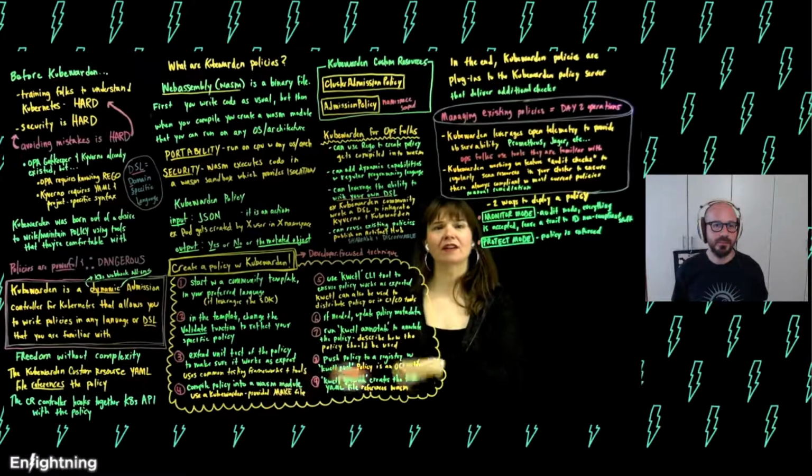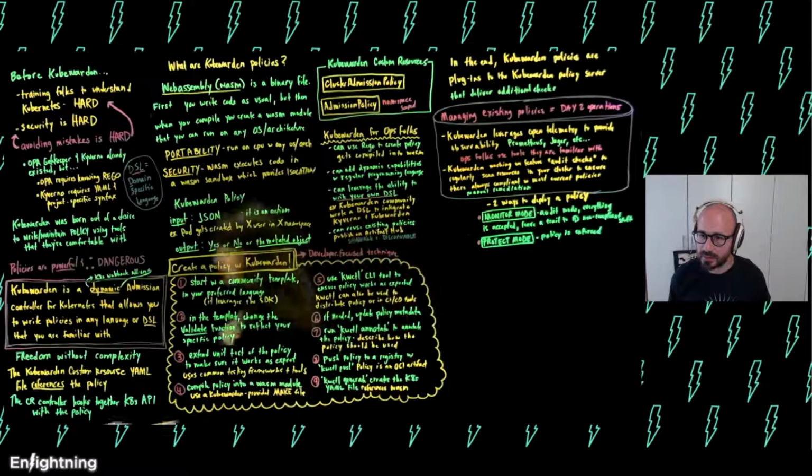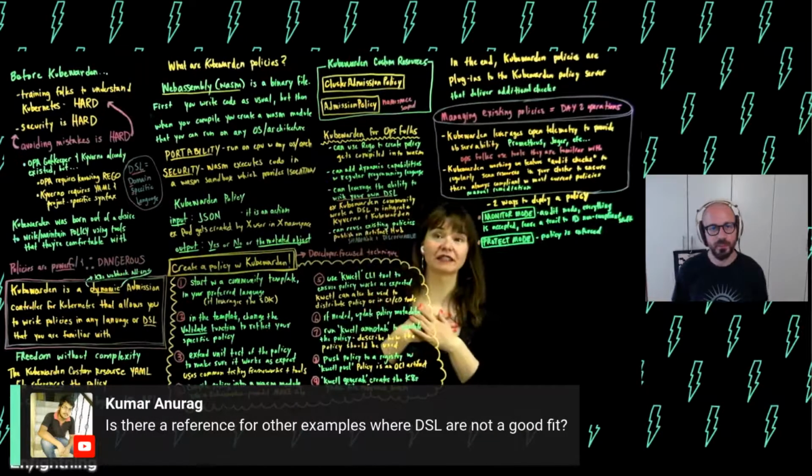we have a question. I'm sorry to interrupt. Oh my God. Kumar asked a question a while ago. Is there a reference for other examples where DSL is not a good fit?